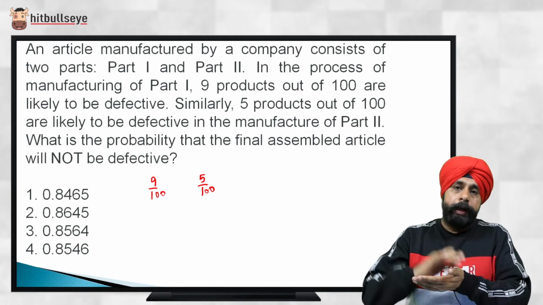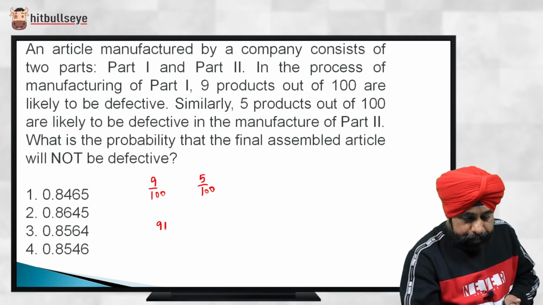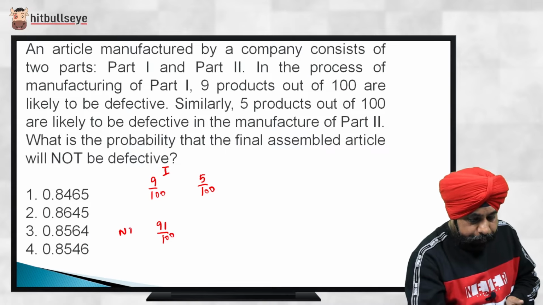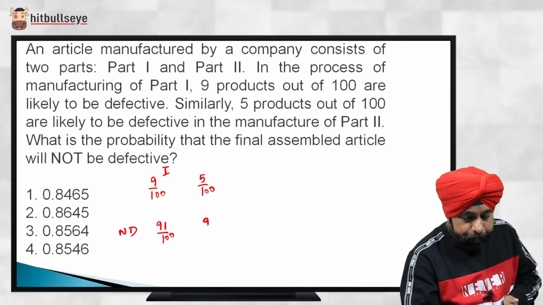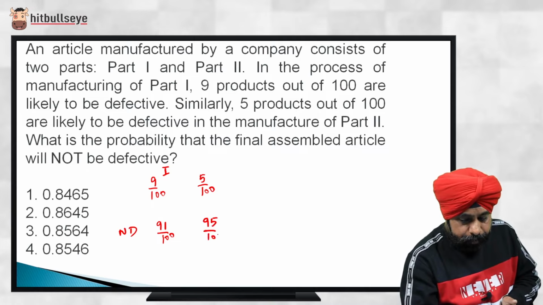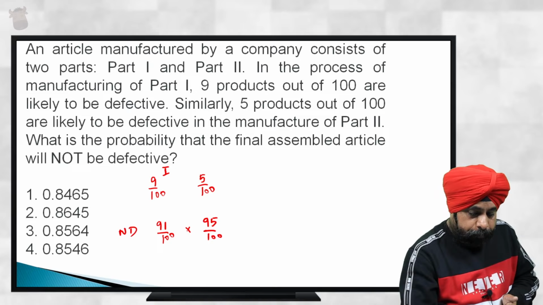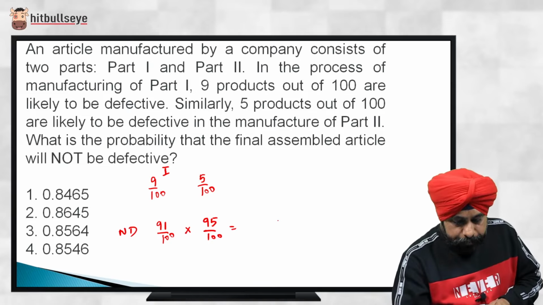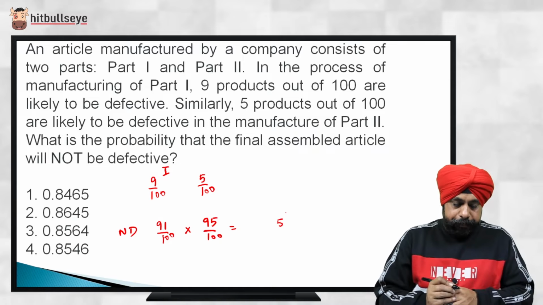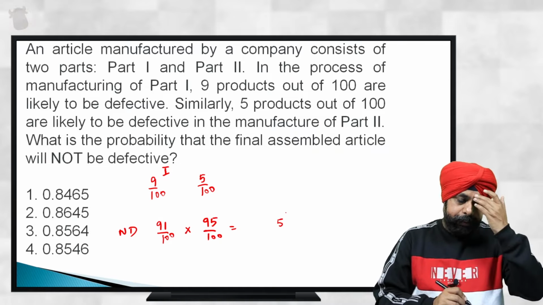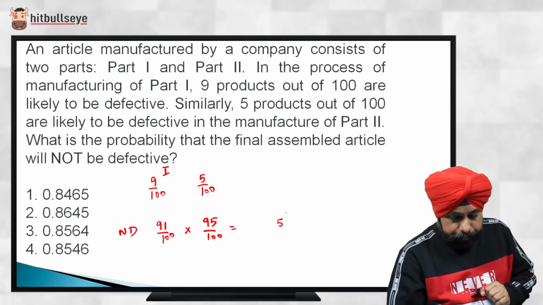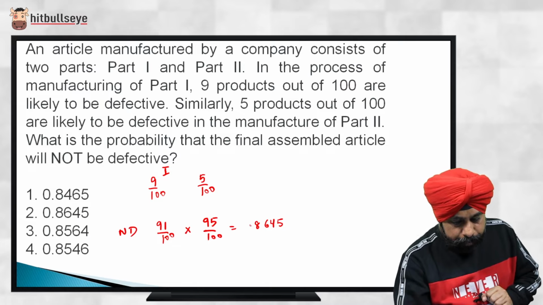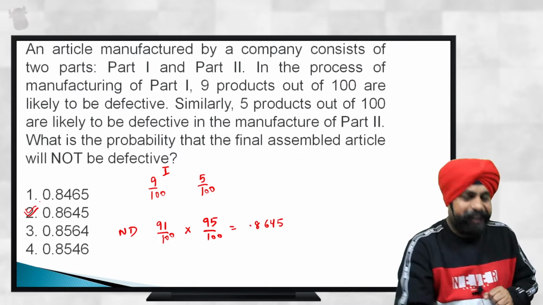So, selecting a non-defective portion is 91 by 100 for part 1. Let me write it non-defective for you here, and 95 by 100 for the second part. Now, people, you want both of those, so just multiply. Table of 91, 91 into 5 is 455, 5 is carried over, 91 into 9 is 819 plus 45, so 864. So, people, 4 decimals, the answer is 0.8645, that is the second option.